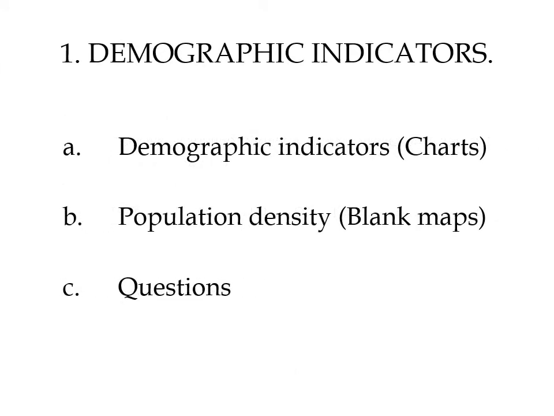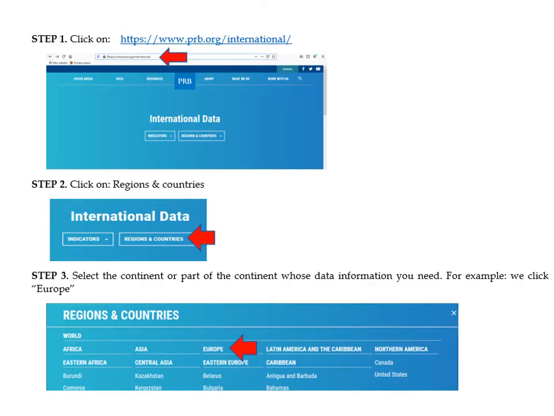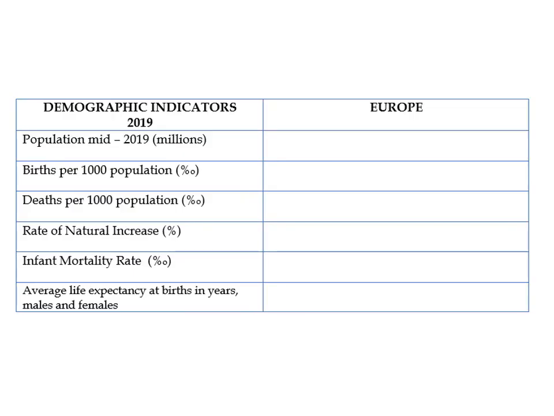The demographic indicators consist of a chart, a blank map, and some questions about each one of the continents. So you are supposed to complete a chart with the indicators, and you need to look for your information here. Here you can look up all of the data you need on this website of the Population Reference Bureau, which has some data about the different countries. With this, you can complete this table.